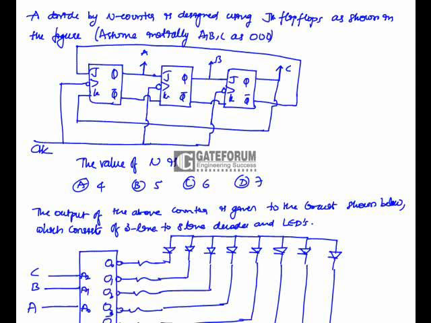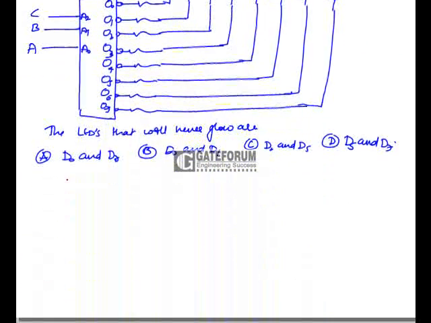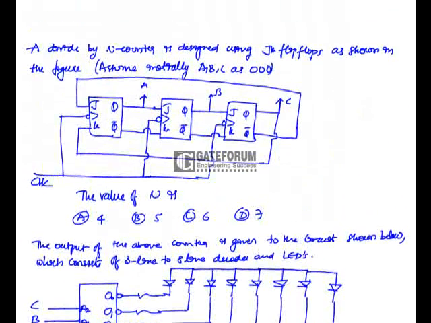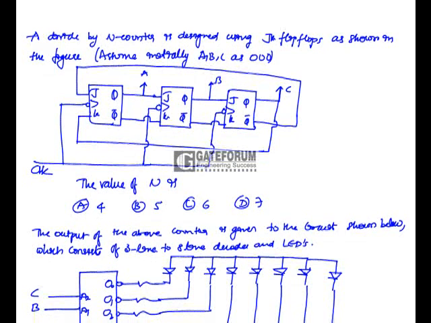A divided by n counter is using JK flip-flops as shown in the figure. Assume initially A, B, C as zeros. He has given A, B and C. These are the 3 JK flip-flops he has used, with initial conditions as 0. We have to find the value of n. Now what is the value of n here?